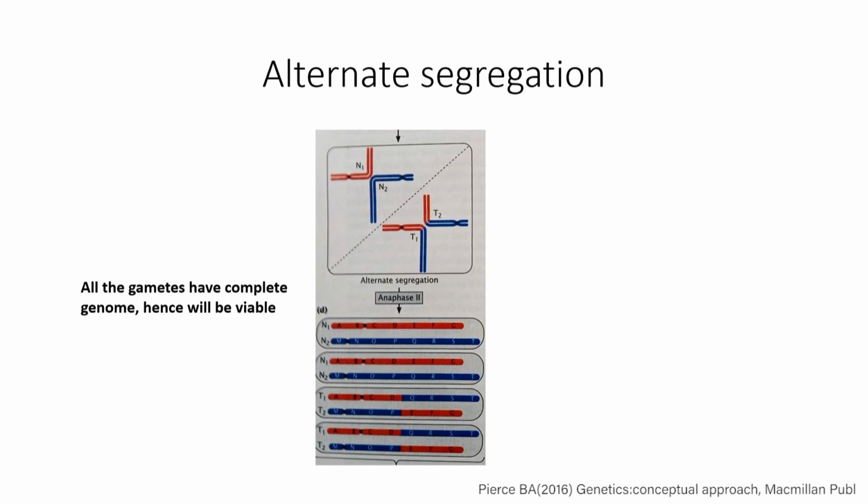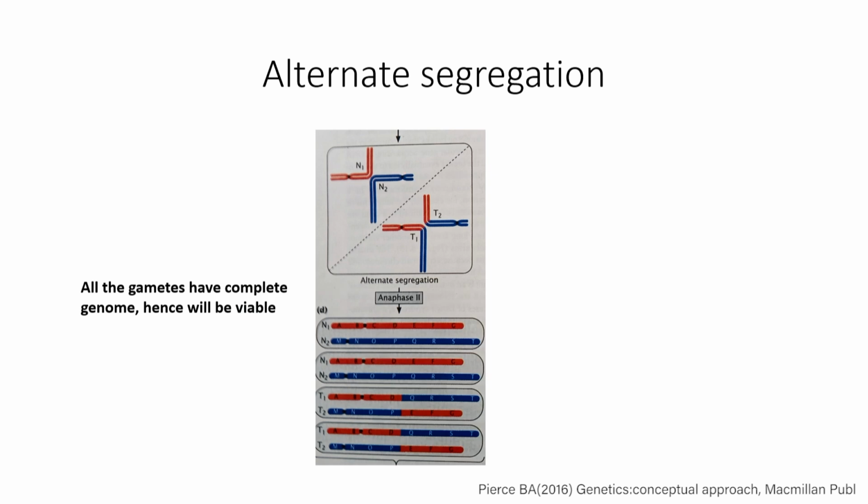Now the alternate segregation, the first one. Here, what kind of gametes will be there? In one gamete, you will have this red and this. In another, you will have this and this. Each has 2 chromatids. So this red one has gone here, this blue one is there. The other one will have the other red chromatid and the other blue chromatid.